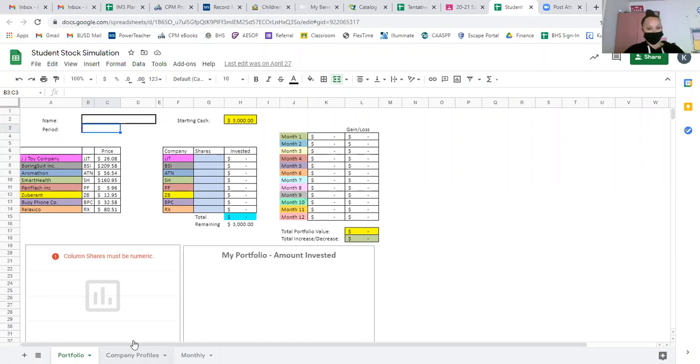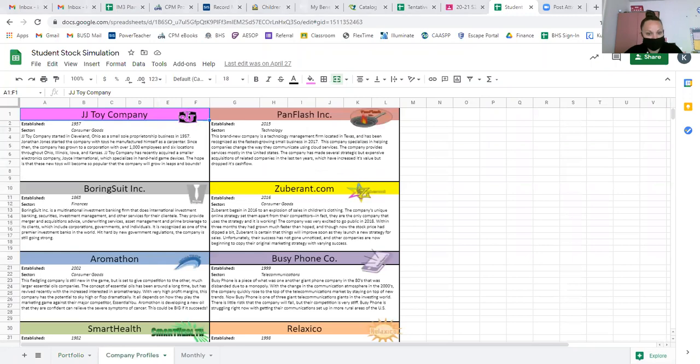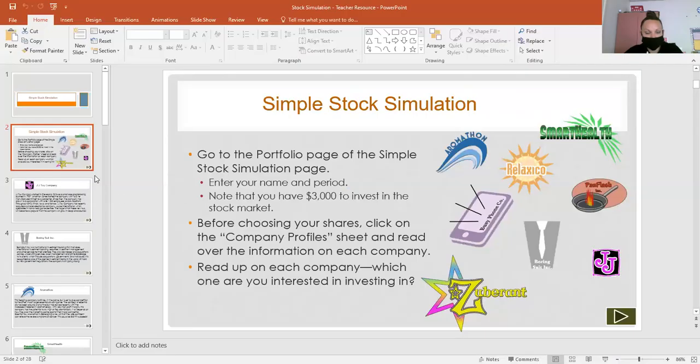So if we go to these company profiles, like I said, you can read about them here, but I was going to read them from the PowerPoint for you. If that's too distracting, you can just mute me for a minute. Turn your volume down.